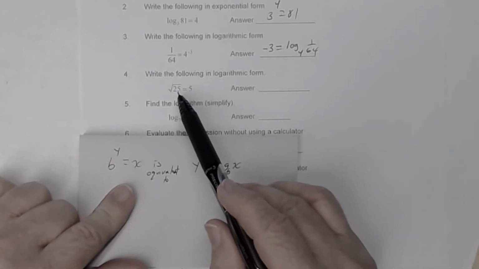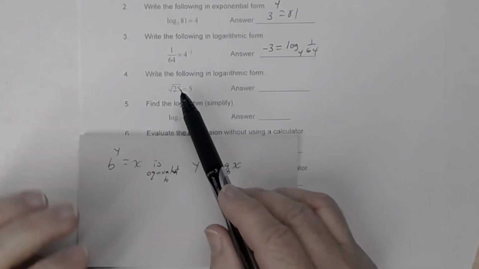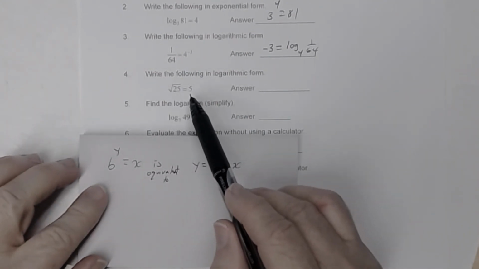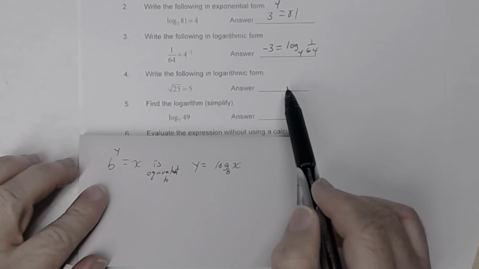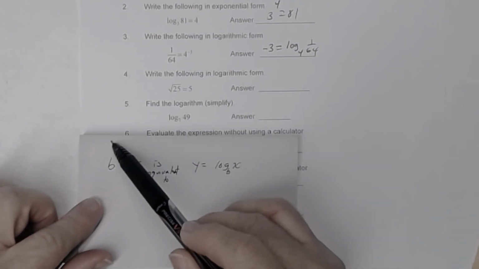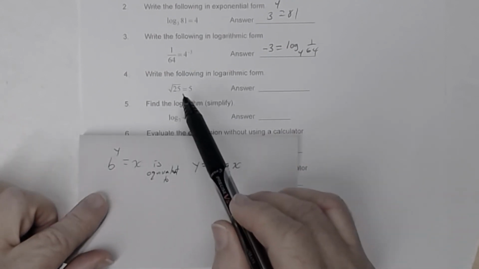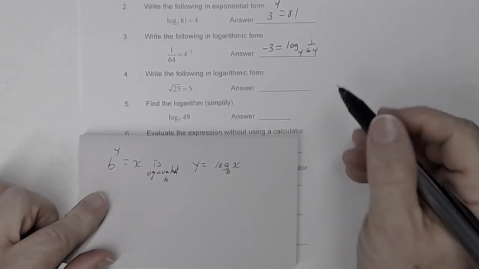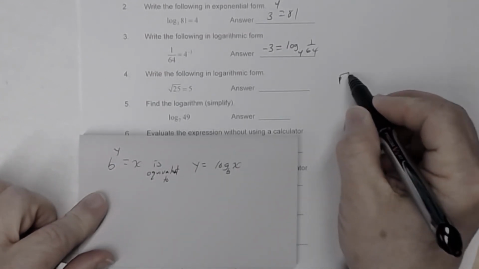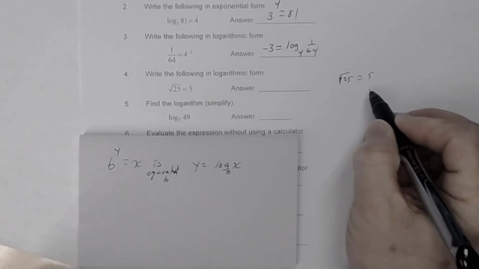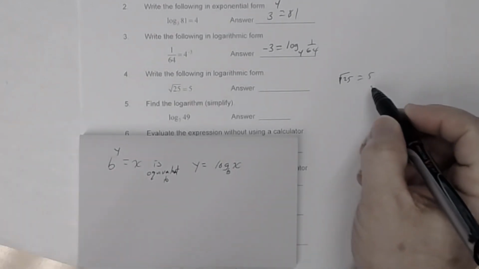And when you look at number 4, remember to go from an exponential to a logarithmic form, you have to make sure it looks like this. Right now it doesn't look like that. But we do remember, so I'm going to go ahead and rewrite this. So this is square root of 25 equal 5. And it makes sense, right? The square root of 25 is 5.